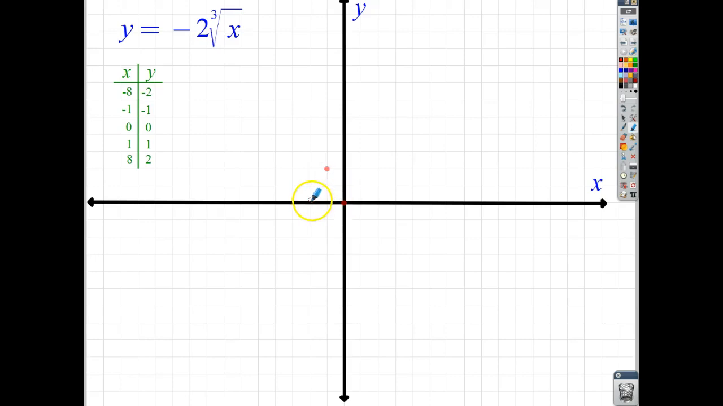If I go over to negative 8, normally if I take the cube root of that, I get negative 2, but I'm going to multiply that by negative 2, which puts me at positive 4. Then we're going to basically just reverse it. If I took the cube root of 1, I'd get positive 1 multiplied by negative 2, giving negative 2. If I go 2, 4, 6, 8, take the cube root of 8, I get 2, multiply that by negative 2, I get negative 4.